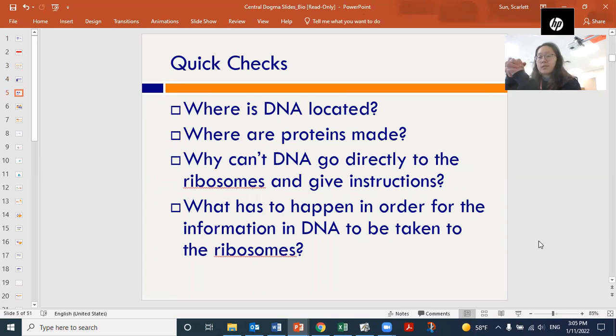Now, I do want to make a quick check, so go ahead and make sure that you do know the answers to all these questions. First one, where is DNA located? Second one, where are proteins made? Third one, why can't DNA go directly to the ribosomes and just give instructions? And then fourth one, what has to happen in order for the information in DNA to be taken to the ribosomes? I would like it if you could pause and answer these questions on your paper. You should have a section to fill them out.